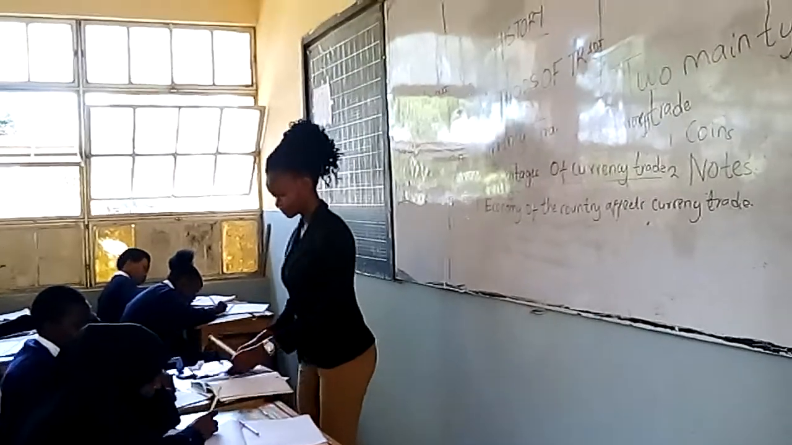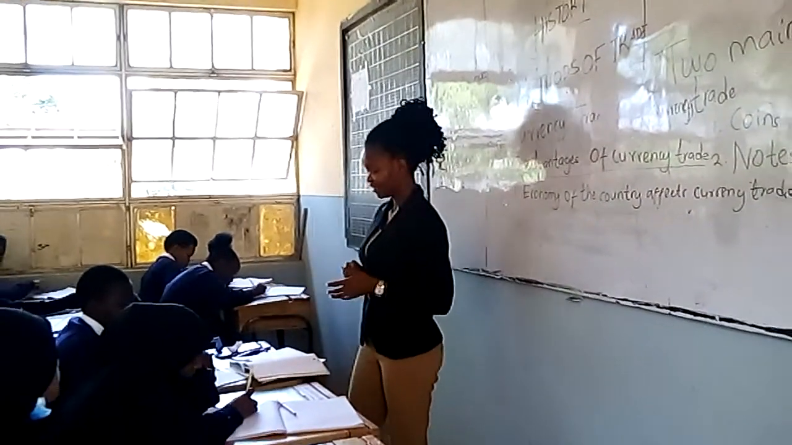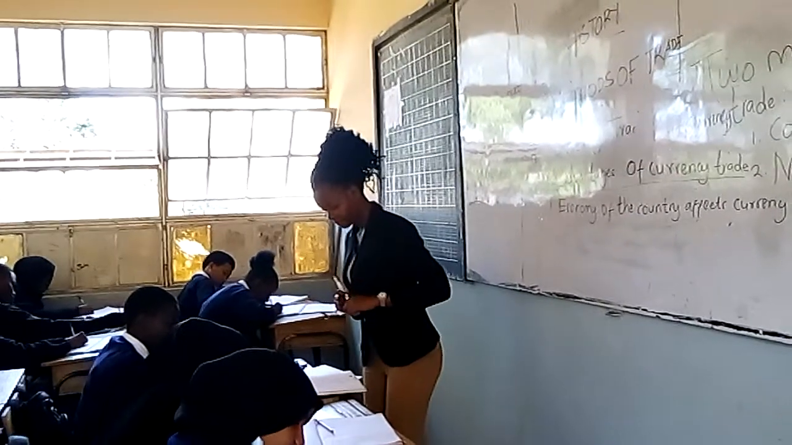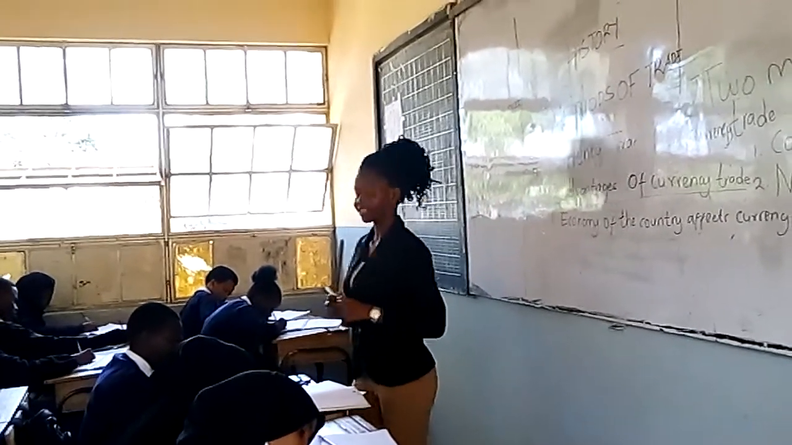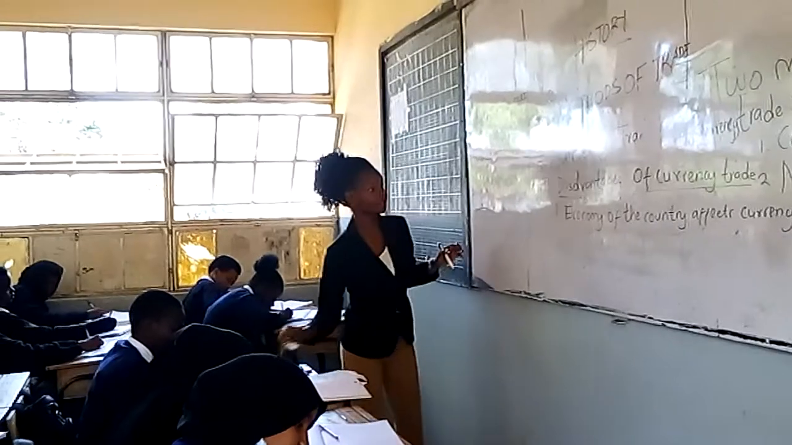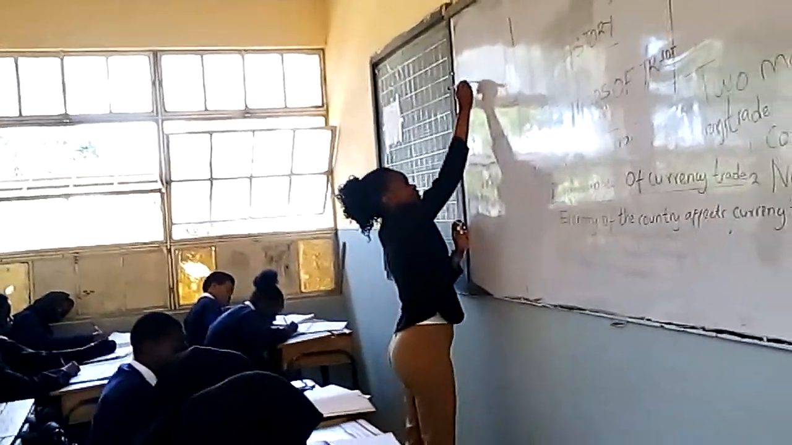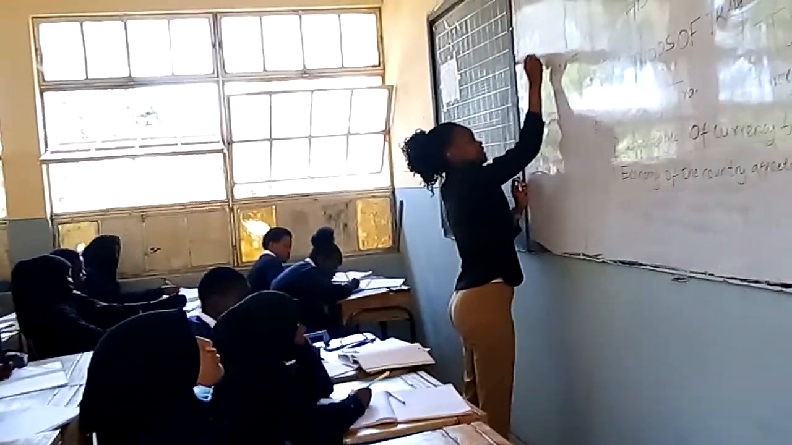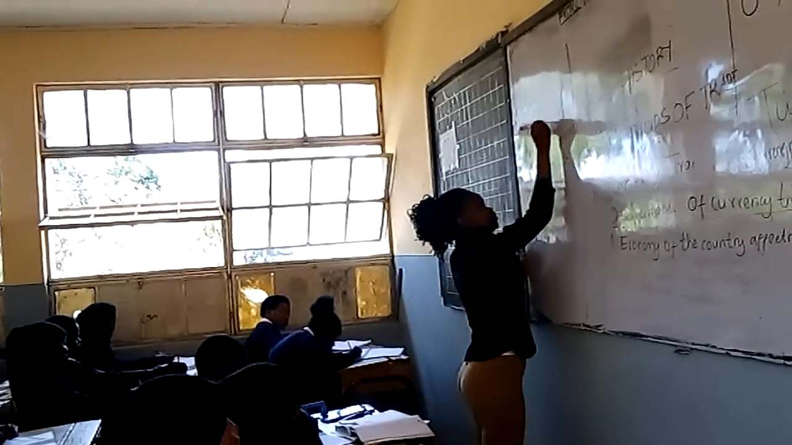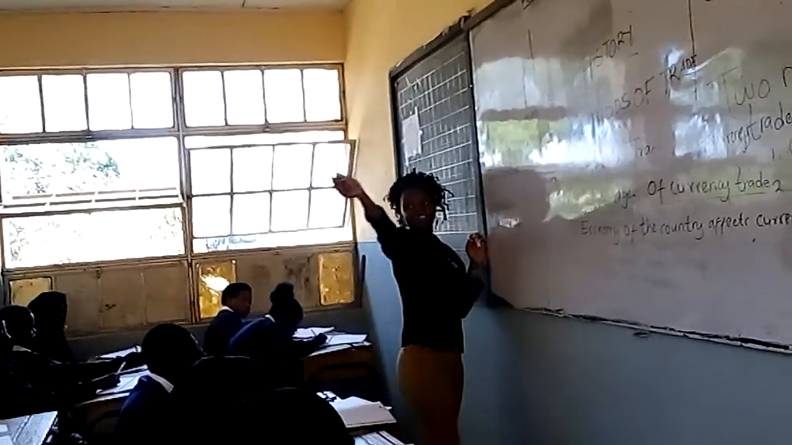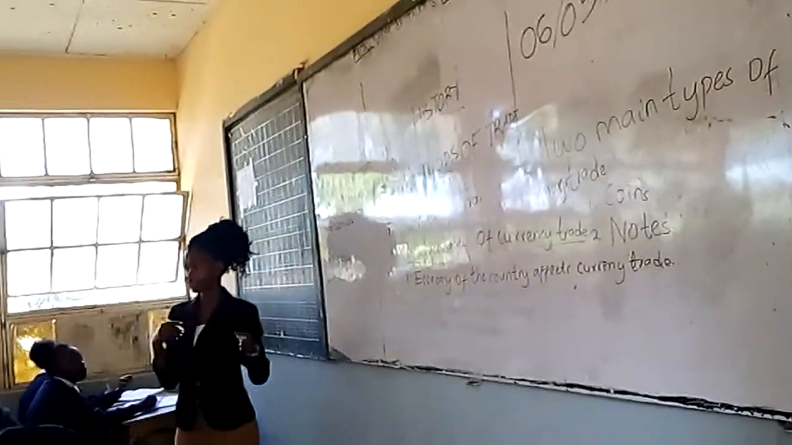You can write this. The value of the currency may fluctuate. Fluctuate is spelled F-L-U-C-T-U-A-T-E. Fluctuate means changing. It is changing, okay?